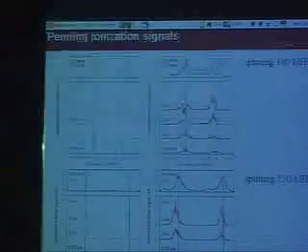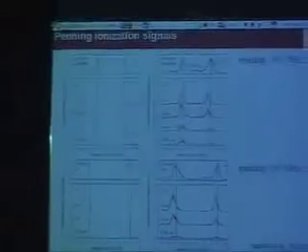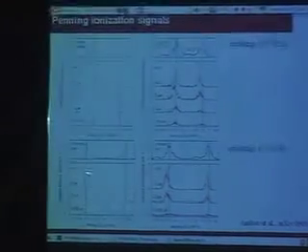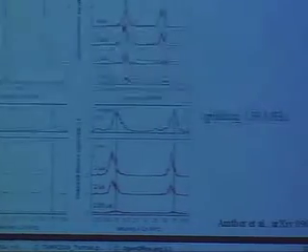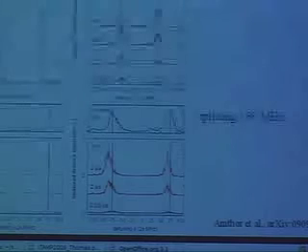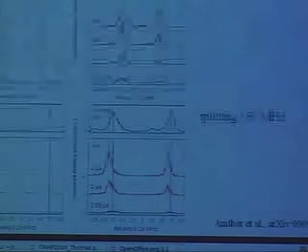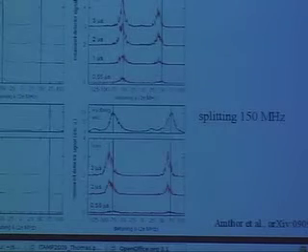You can do the same for another splitting of 150 megahertz, and you see the same thing with one difference. This asymmetry is not as clearly visible as it is here for 100 megahertz. And this is because at 150 megahertz, there are not as many atom pairs available in the cloud at the given density we have in the magneto-optical trap. So there are more pairs at a distance corresponding to 100 megahertz compared to 150.